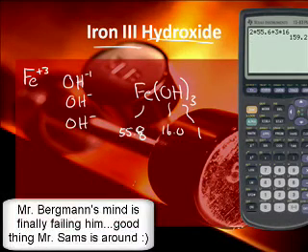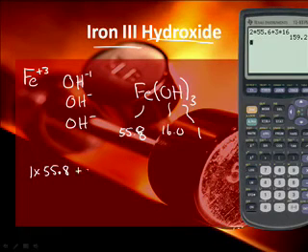Okay, so now we have to figure out how many of each there are. How many irons are there? There's 1, because that 3 does not apply to the iron. It only applies to things in the parentheses. Now this is a little tricky. How many O's are there? 3, because the 3 applies to everything in the parentheses. And how many H's? There are 3 H's as well. We can say times 1, but we don't really need to. So that's it. We just do the math right there, and we determine our number.